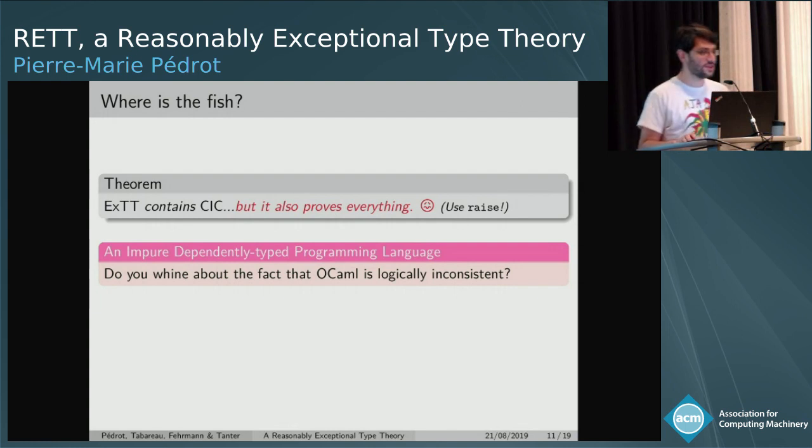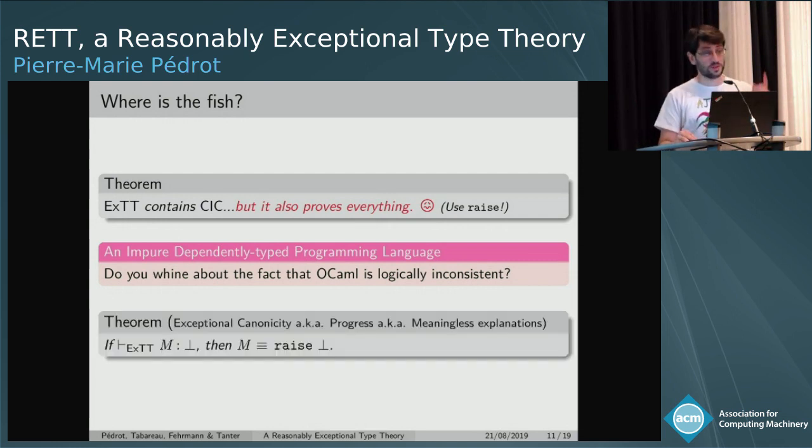It can be solved by just shifting your point of view. You could claim that usual programming languages are definitely inconsistent as a logic, because you have effects indeed. And if you just say that the exceptional type theory is no more a reasoning system, but rather a dependently typed programming language, then you solve the problem. And everything is not lost in the sense that if you have a proof of false, then you can show that the only way to do that is to raise an exception. So that's what we call progress in the programming language community, but it's a form of canonicity as well.